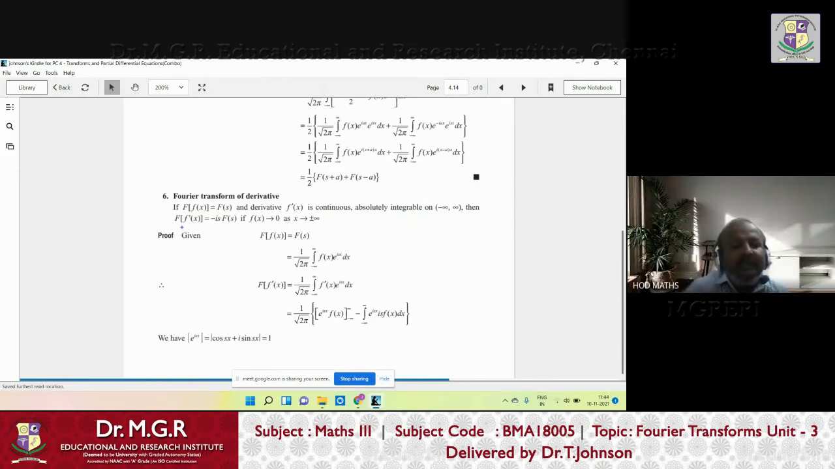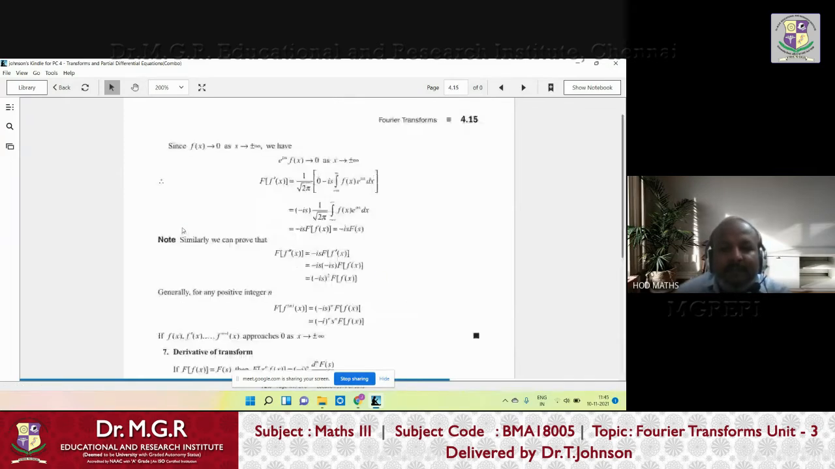The theorem statement says the Fourier transform of f dash of x is equal to minus i times s into F of s. That means, if you want to find the Fourier transform of f dash of x, find the Fourier transform of f of x and multiply with minus is. That gives you the Fourier transform of f dash of x. How? Here we will see the proof.